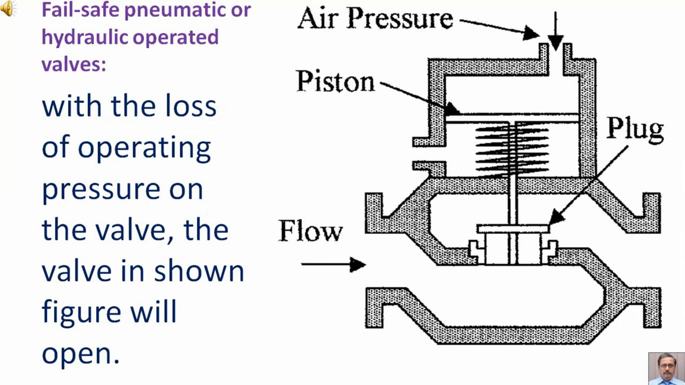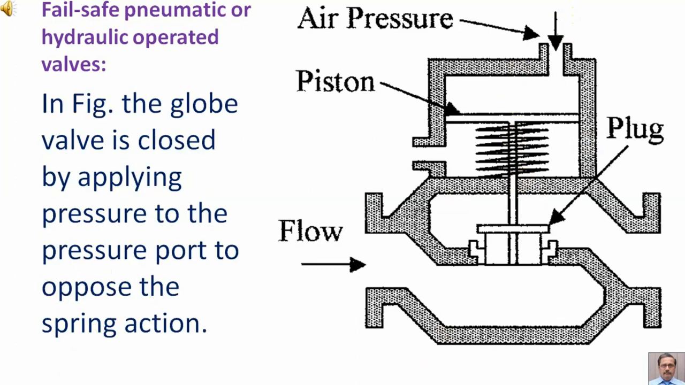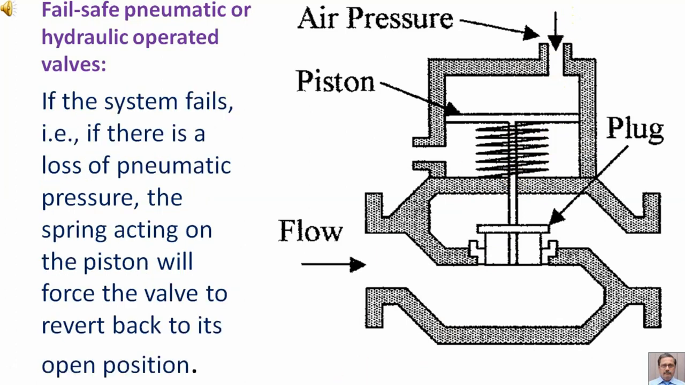With the loss of operating pressure, the valve shown in the figure will open. In the figure, the globe valve is closed by applying pressure to the pressure port to oppose the spring action. If the system fails, that is, if there is a loss of pneumatic pressure, the spring acting on the piston will force the valve to revert back to its open position.